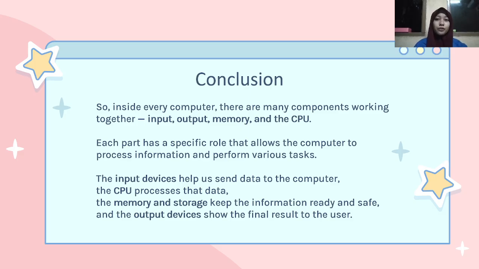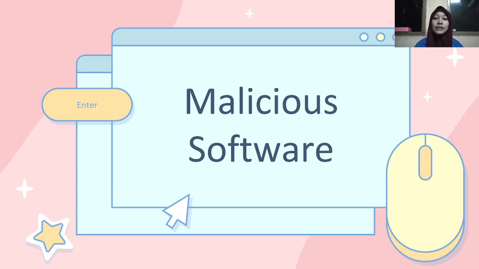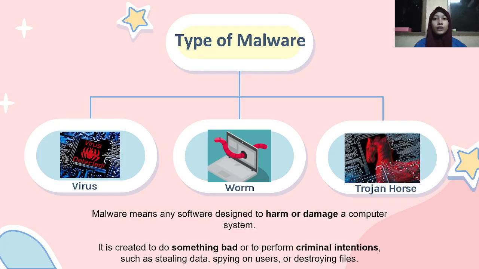And next we will talk about the second topic. The second topic is about malicious software, or usually we call it malware. Malware means any software designed to harm or damage a computer system. It's created to do something bad or to perform criminal intentions, such as stealing data, spying on users, or destroying files. Here, there are three types of malware.